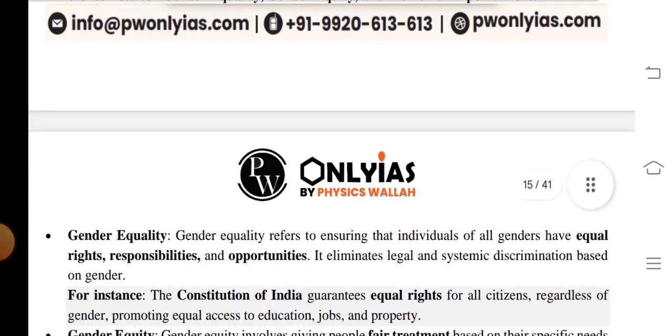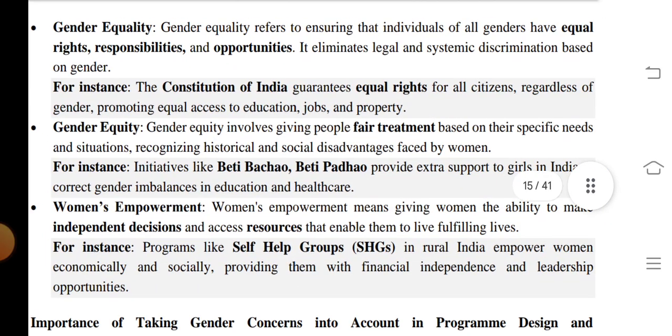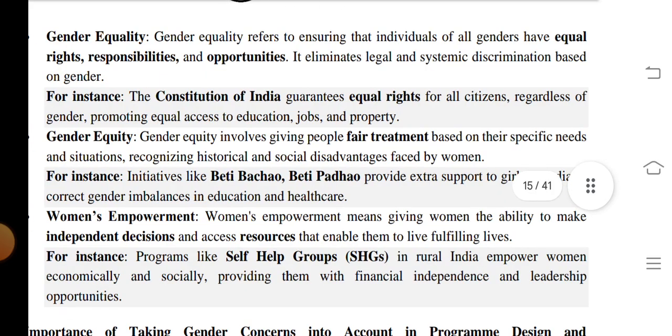Difference between gender equality and women empowerment. Gender equality refers to ensuring that individuals of all genders have equal rights, responsibilities, and opportunities. It eliminates legal and systemic discrimination based on gender. For instance, the Constitution of India guarantees equal rights for all citizens regardless of gender, promoting equal access to education, jobs, and property.